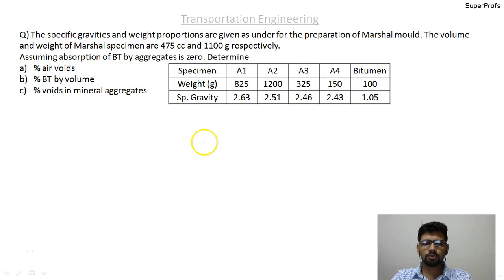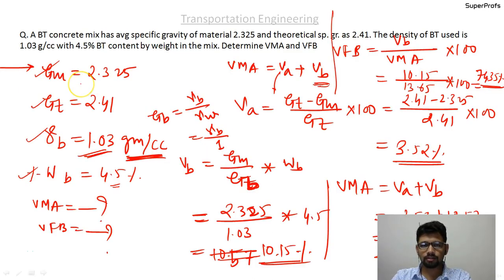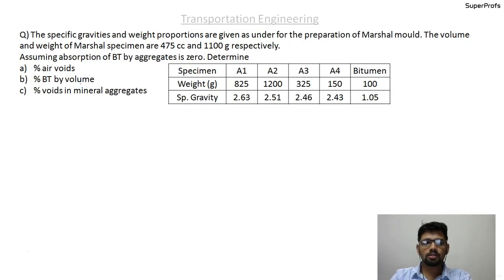So the next question now, if you understood this question, we will go ahead. In this question, it is given that the specific gravities and the weight proportions are given as under for the preparation of Marshall mold. They have given the specific gravity and the weight proportions.